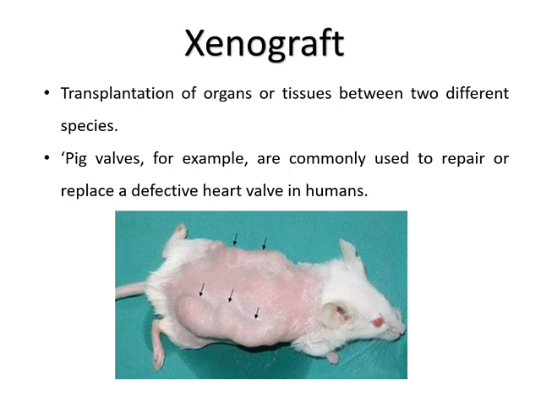And then xenograft. Xenograft is a type of transplantation of organs or tissues between two different species. For example, pig valves are commonly used to repair or replace defective heart valves in humans. So anything that has been transplanted from a different species.